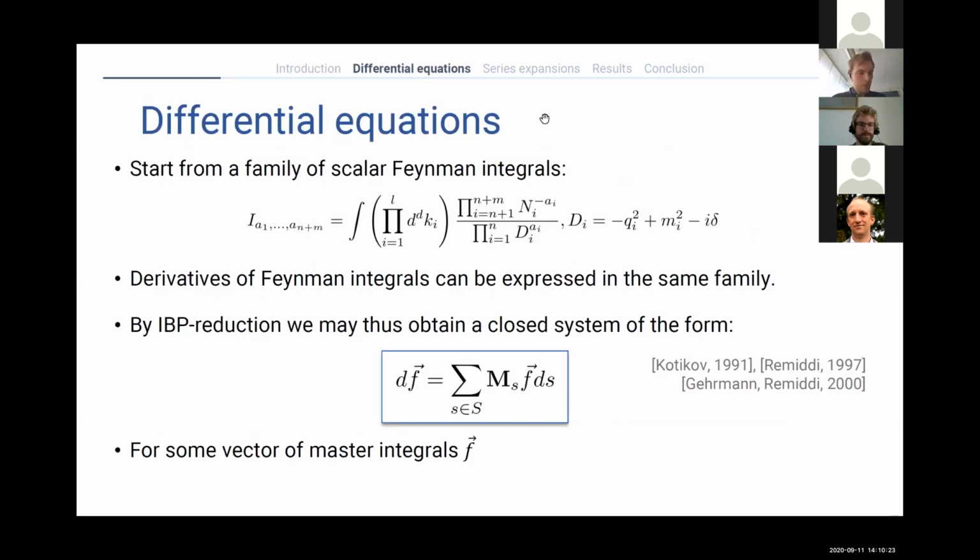To continue, in the method of differential equations, the way it works is that we start from some family of scalar Feynman integrals, and by IBP reduction, we know that there's a finite basis of integrals in terms of which we can compute the whole family. Now, if you start taking derivatives of any Feynman integral in the basis, then you just introduce some dots and some numerators. And so by IBP reduction, you can go back to your original system of master integrals, and then you obtain a closed system of differential equations of the following form for some choice of master integrals.